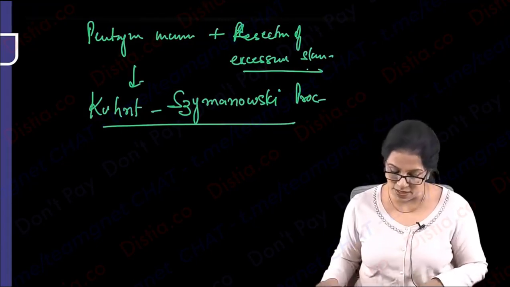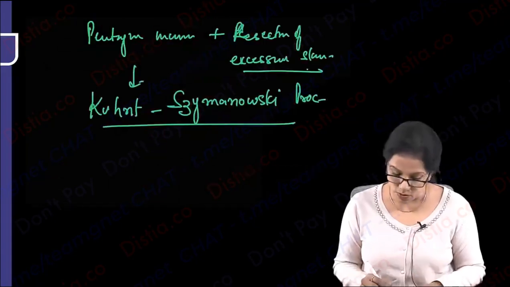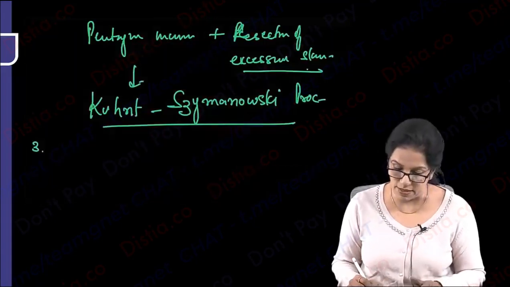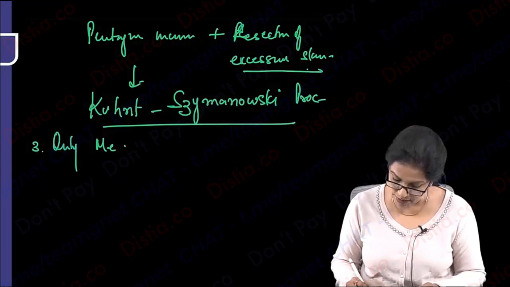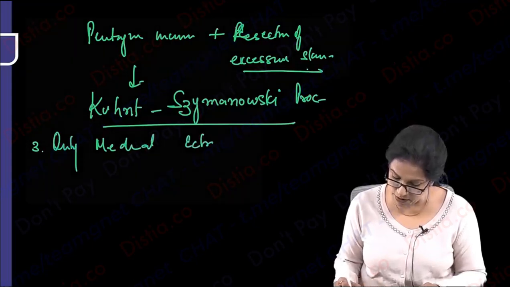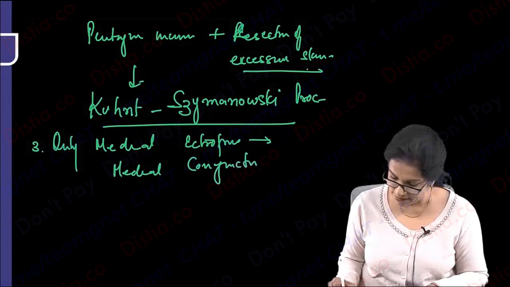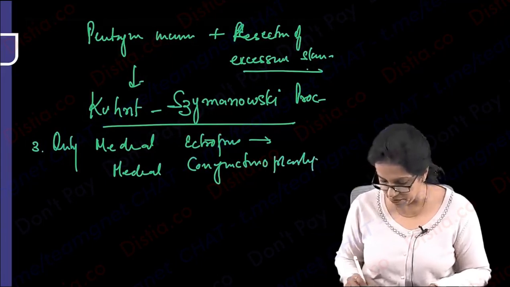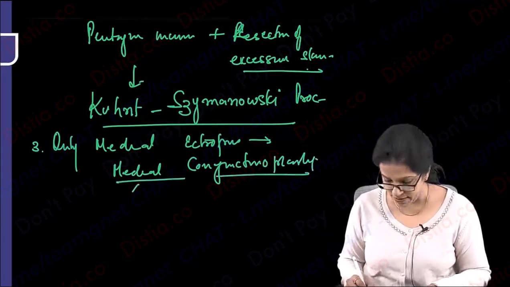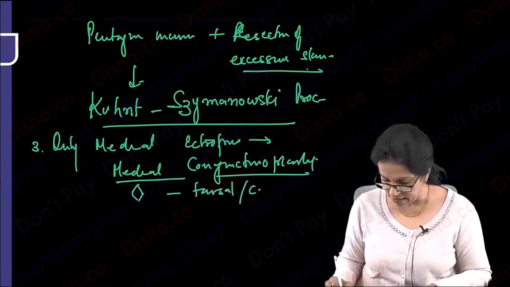Second thing that you have to learn: sometimes only the medial part is involved. So if there is only a medial ectropion, then I am going to go for medial conjunctivoplasty to make it inside. What do you do in the medial conjunctivoplasty? I am cutting a diamond shape, part of tarsal and conjunctiva.